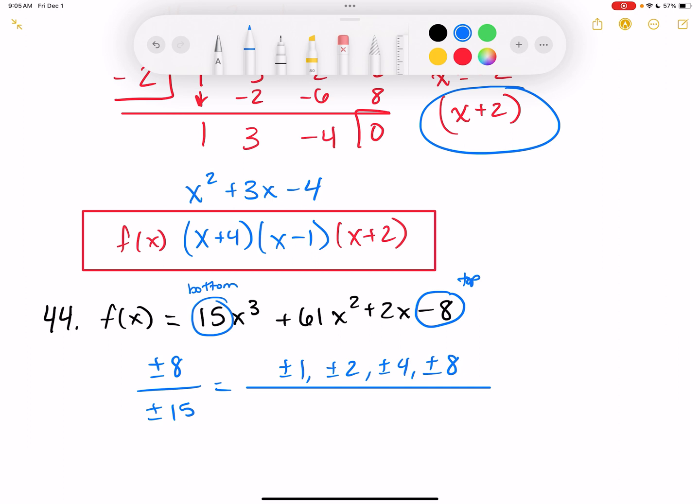On the last one, the bottom number was just a 1, so I normally wouldn't even have written it as a fraction, but because I knew what we were going into, that's why I did it that way. So now I need the factors of 15. That's going to be 1, again all plus or minus, 3, 5, and 15.